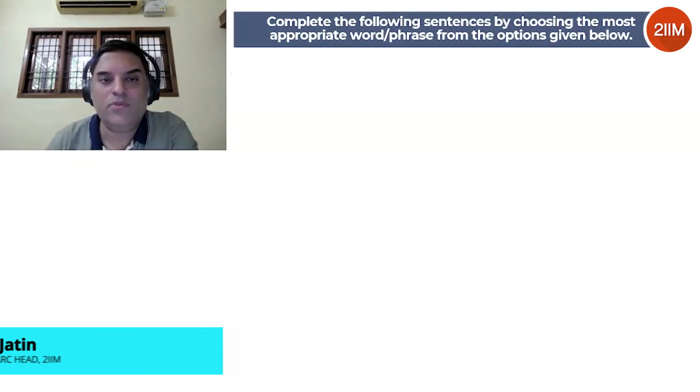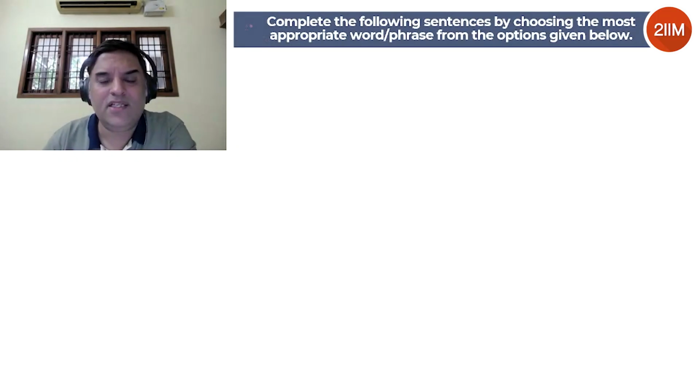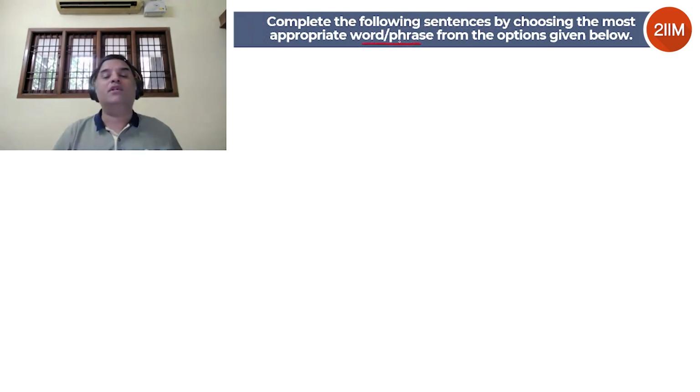Let's look at these questions, which are a common set of instructions. There were about 6 questions in the exam. Let's read the instructions first. Complete the following sentences by choosing the most appropriate word or phrase from the options given below. So these are essentially word usage or phrase usage questions, which will test your vocabulary. It can either be words that they're asking you for, or it can be phrases. Both are a part of vocabulary. So the stronger your vocabulary, the better you'll perform in these questions.